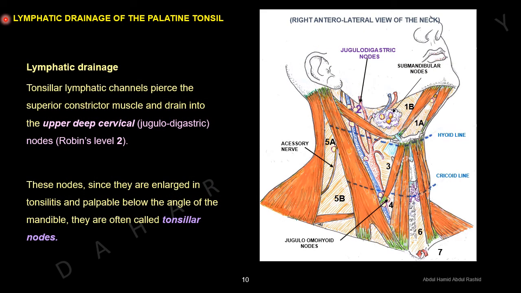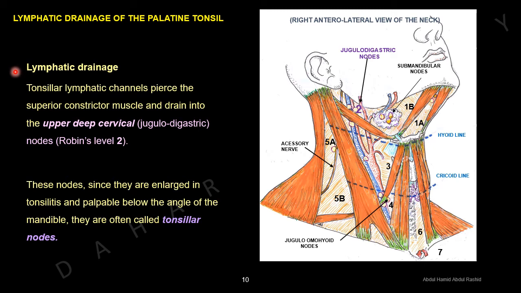Lymphatic drainage of the palatine tonsil. Let's see the lymph nodes in the neck. This is submandibular lymph nodes, Robbins level 1B, and this is upper deep cervical nodes, also called jugulo-digastric nodes, Robbins level 2, and this is lower deep cervical nodes, also called jugulo-omohyoid nodes, Robbins level 4.